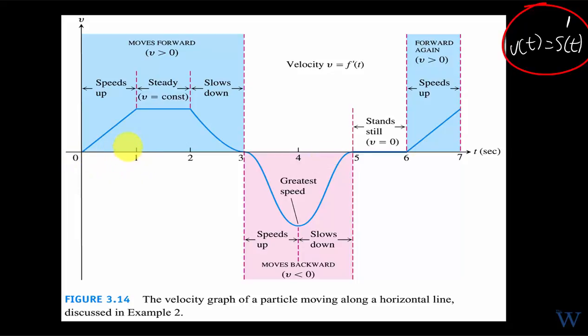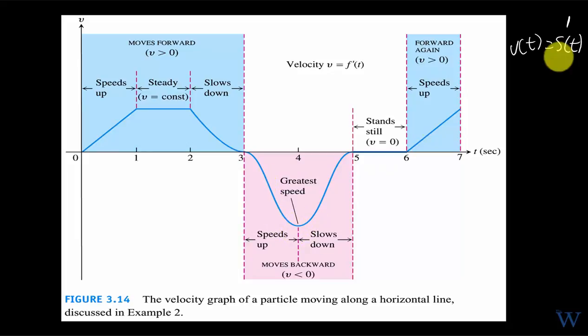From 0 to 1, we see that v is increasing, so that means it's just speeding up. Okay, and then from 1 to 2, it's constant. So you have a constant speed if you think about it. And then from 2 to 3, it slows down. Now what happens from here on down? When you have a negative velocity, it's changing its direction. So you're moving backwards.